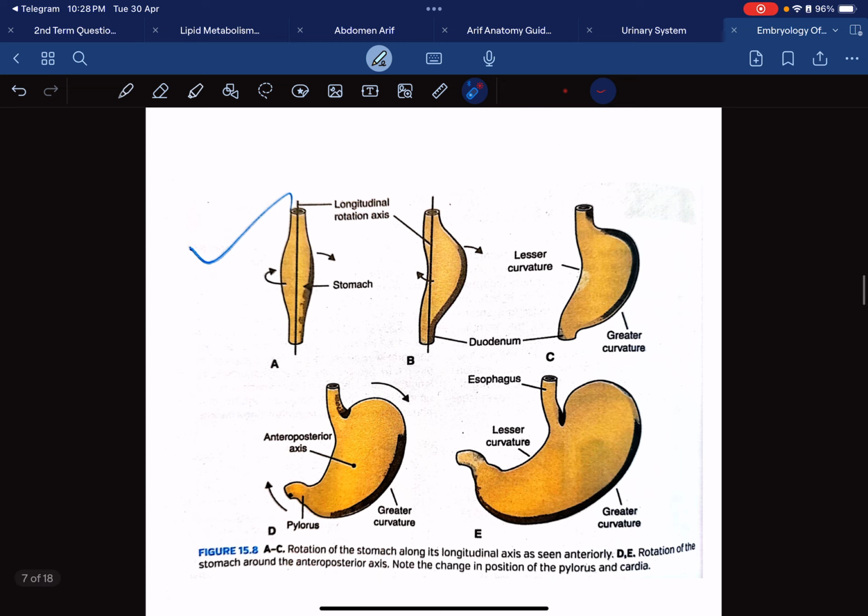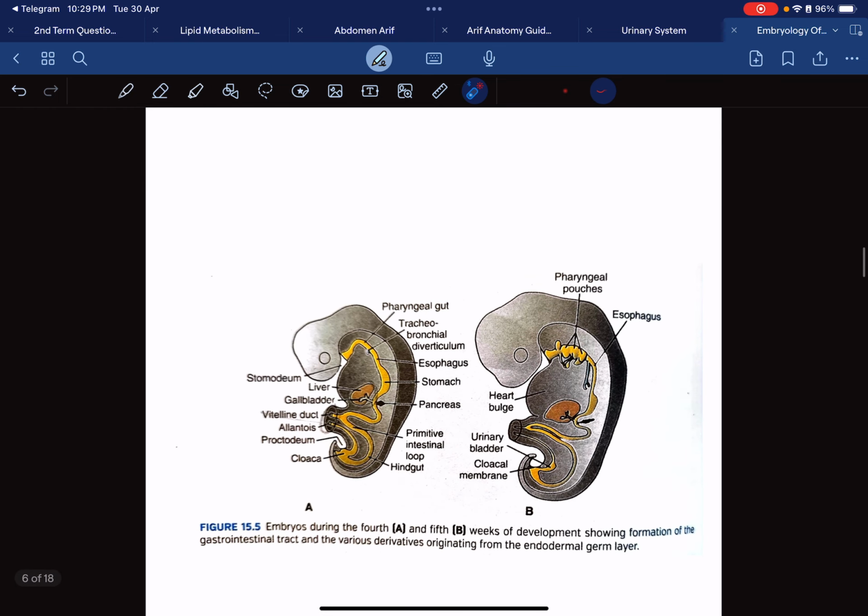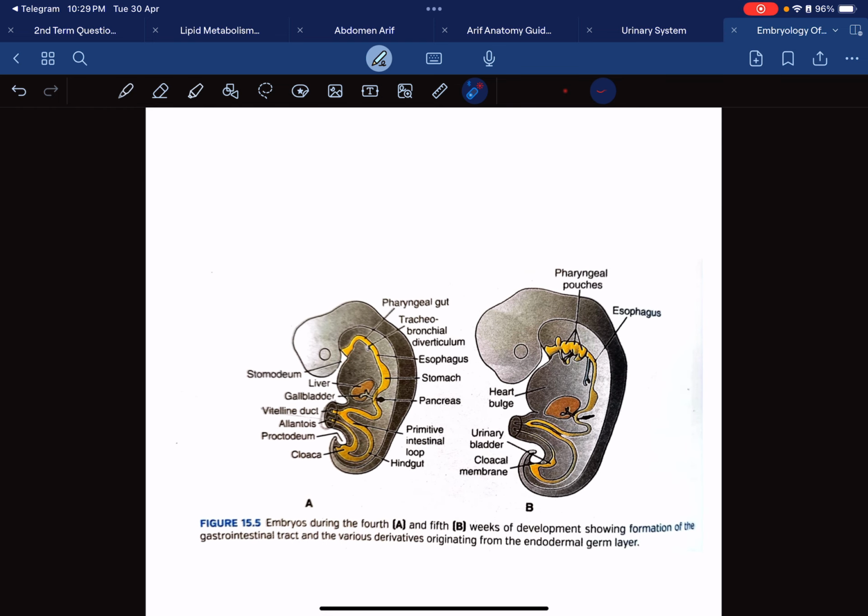Okay, the foregut extends from the oropharyngeal membrane to the liver outgrowth. Okay, this is the extension of the foregut. From this part to the junction of the right two-third and left two-third, up to this junction, it's the midgut, and from there on till the cloacal membrane we have the hindgut.